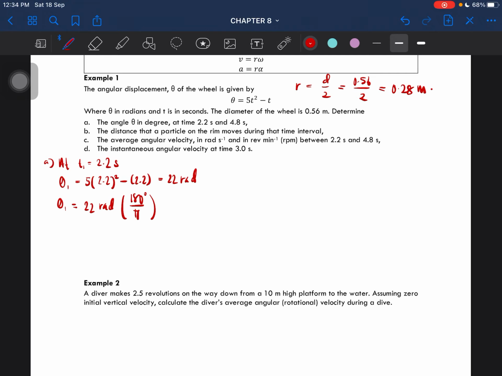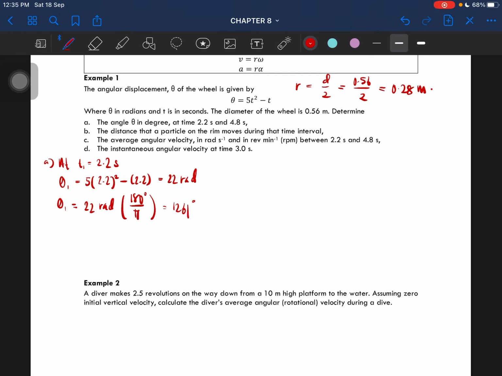Okay, so let me just calculate this using a calculator. So 22 times 180 divided by pi, we will get 1260, so 1261 degree is the answer.